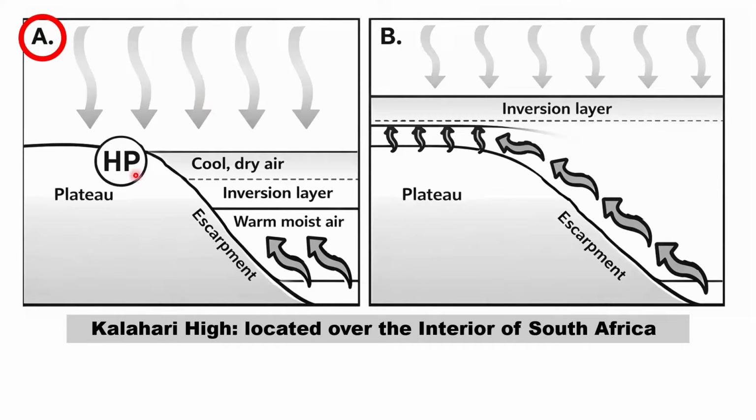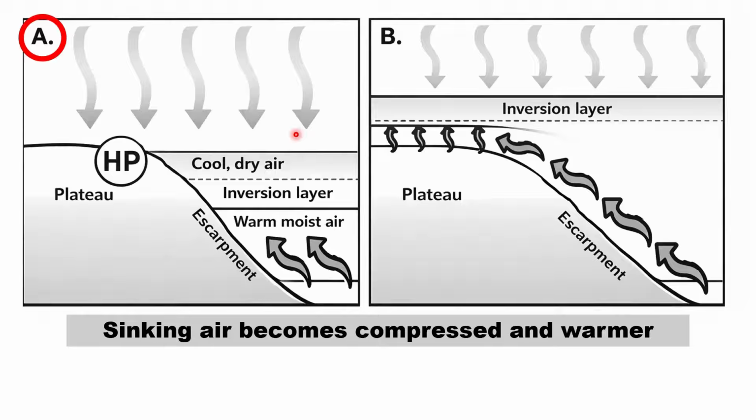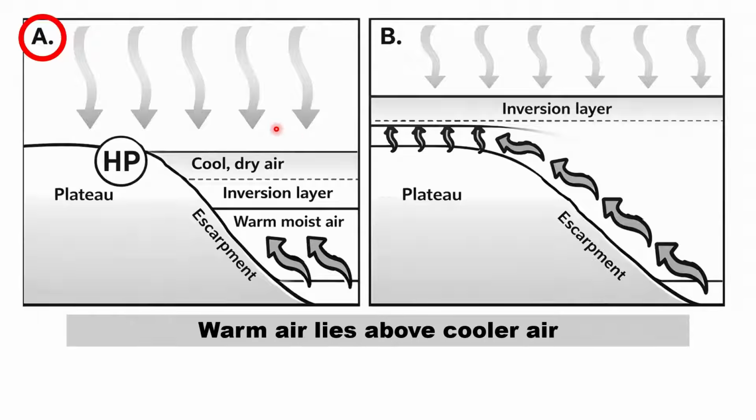Looking at the diagram, you can see the Kalahari high pressure over the interior of South Africa. Now, notice the arrows pointing downwards. This shows subsiding air, which means air is sinking down. As this air sinks, it becomes compressed and warmer, and this creates a temperature inversion.